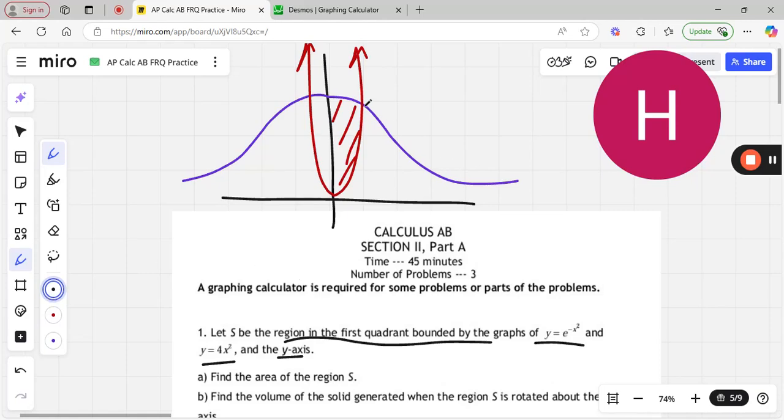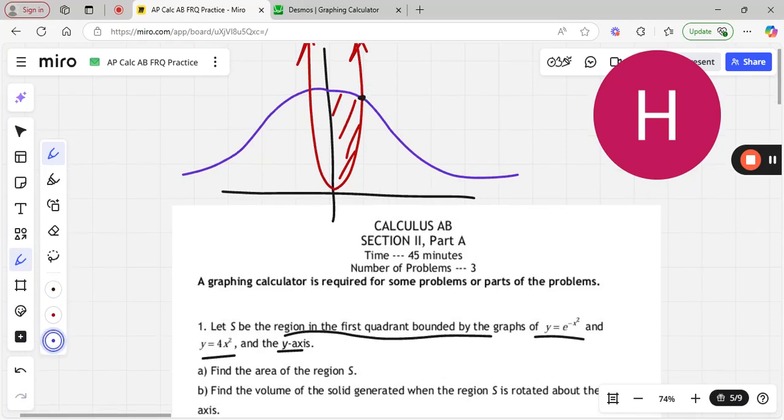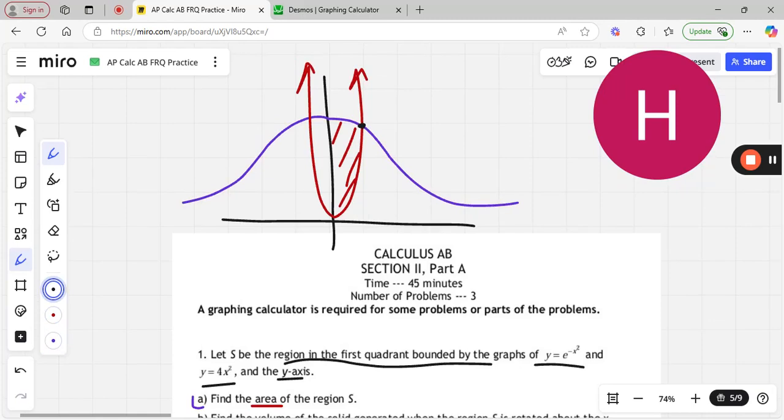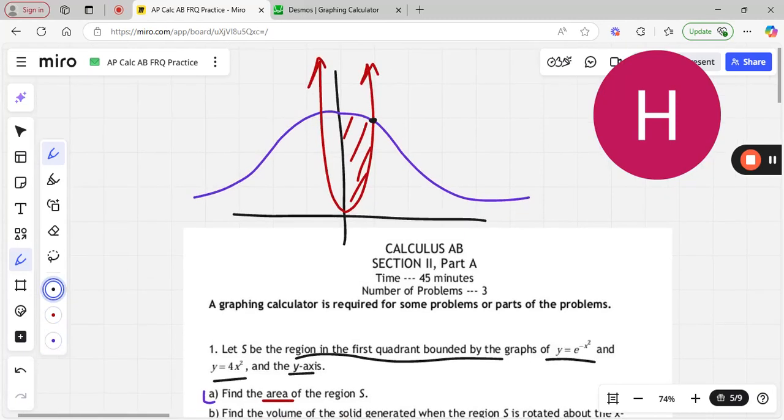That being said, we're going to find the area of this region. So part A says find the area. And of course, we're going to use an integral for that. It's pretty simple to do this dx, top function minus bottom function, from 0 to wherever this point is located.